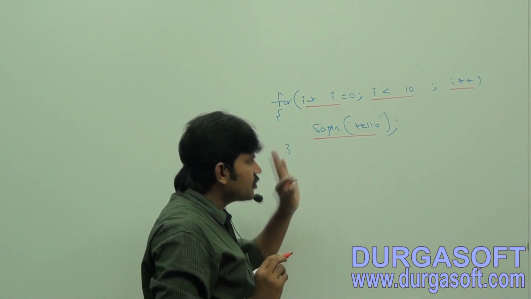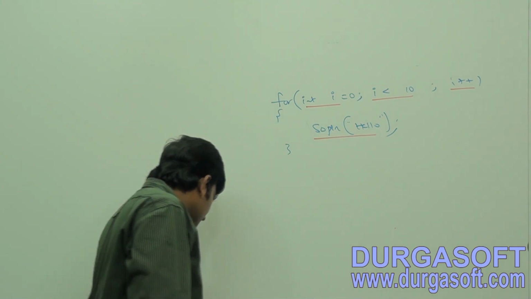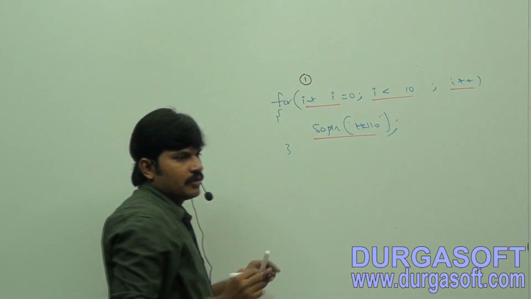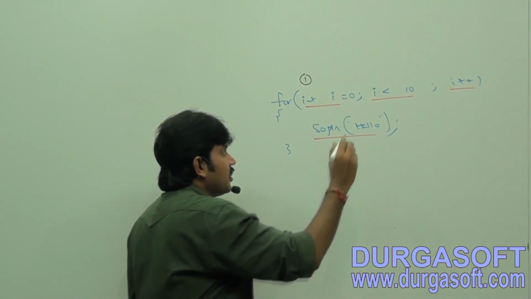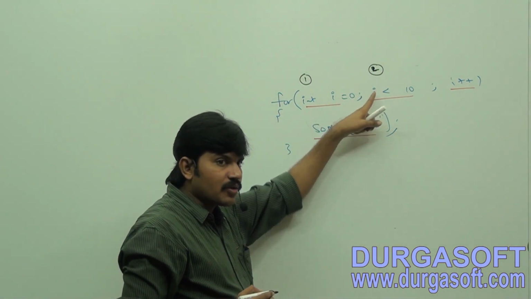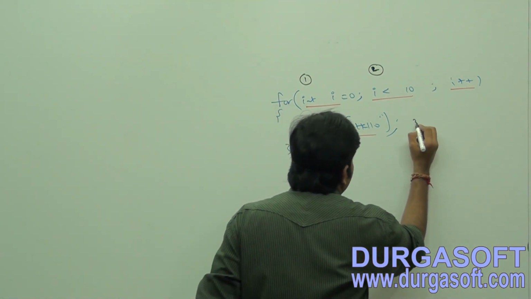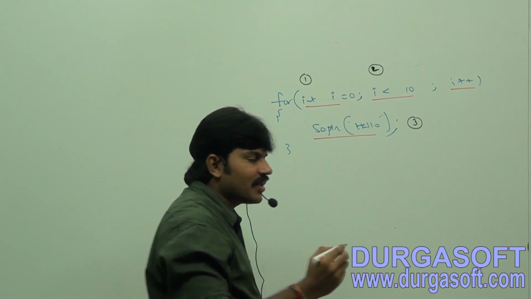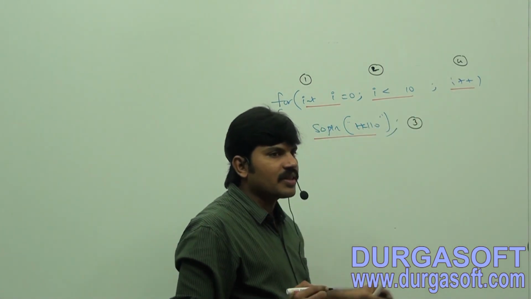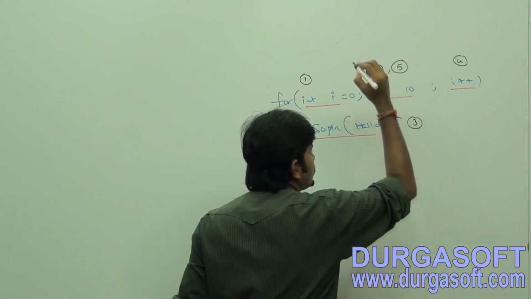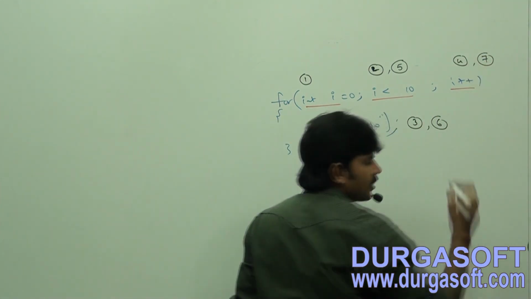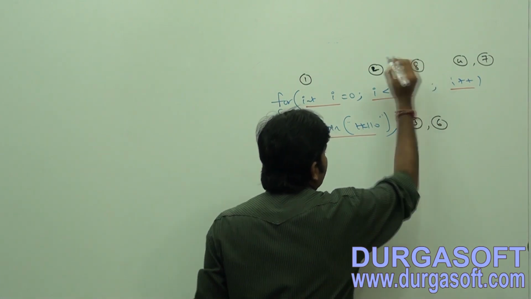Which one will be executed first? Initialization section. After that, the next one is the conditional check. If it is true, then the loop body is the third. After the loop body, the increment or decrement section. After that, the conditional check, then the loop body, then increment or decrement, then loop body again.